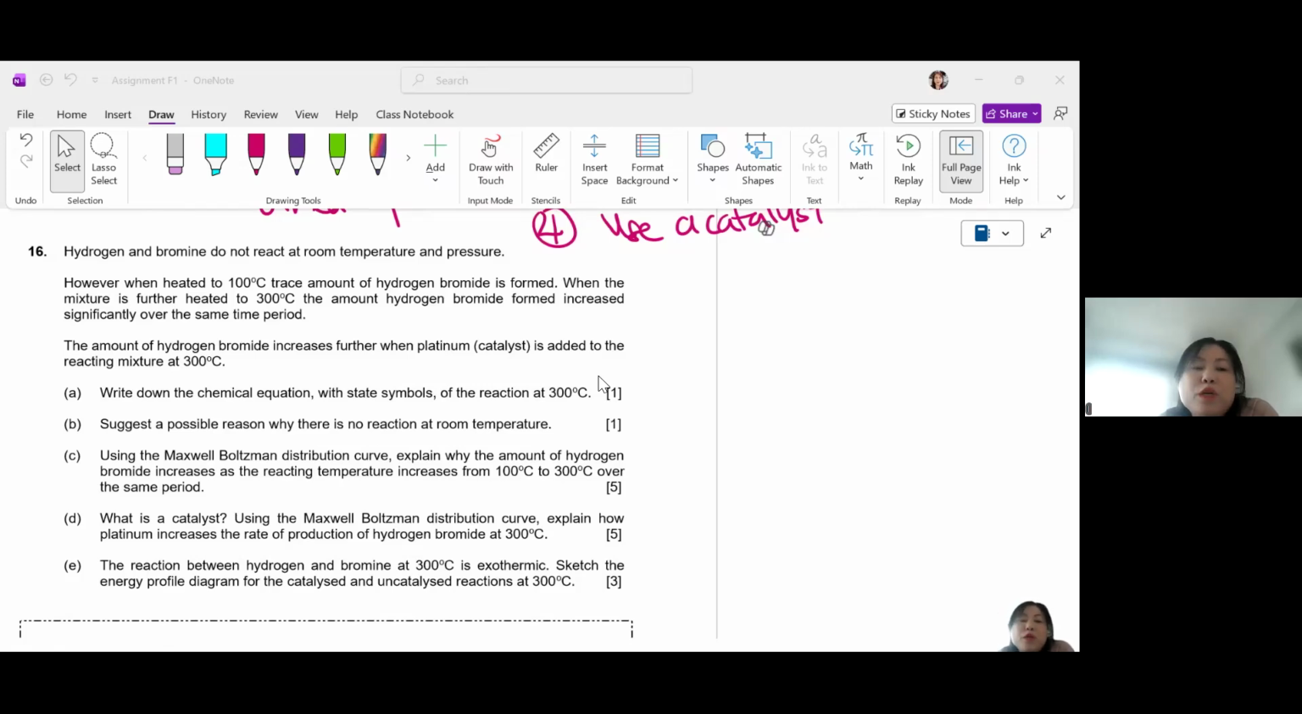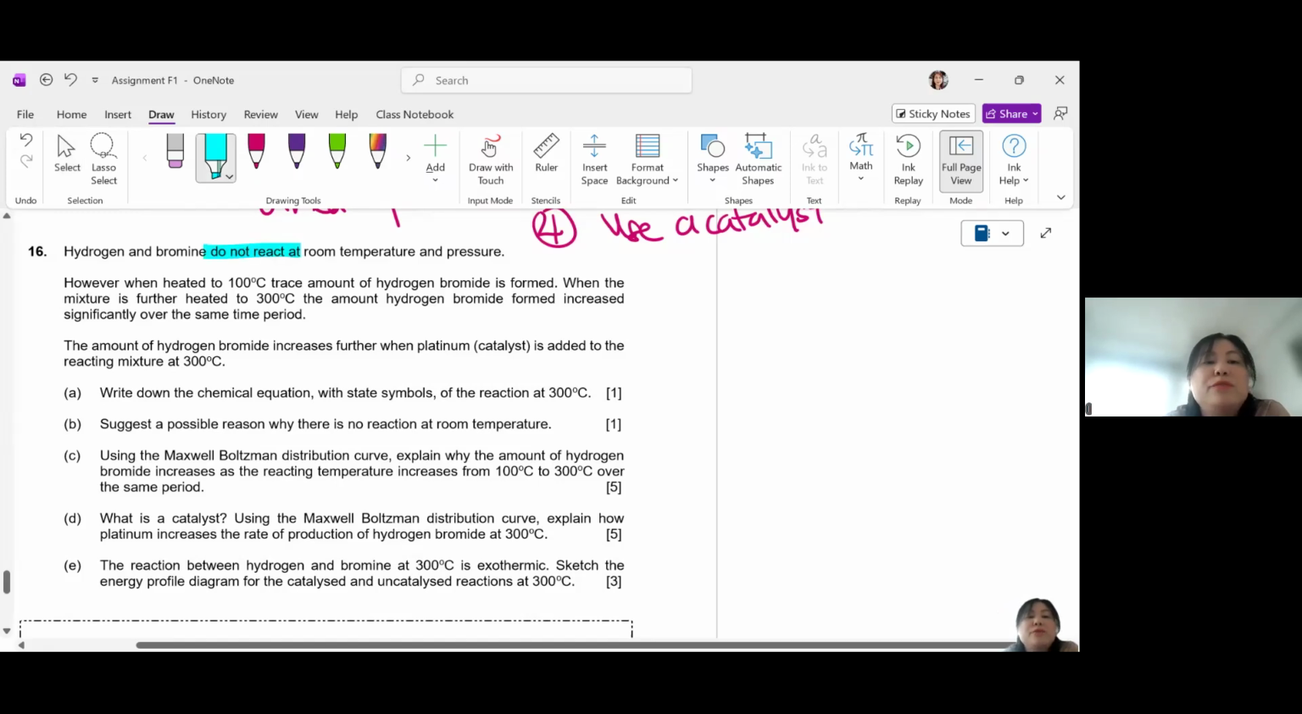All right, now we'll move on to the next question. For students who need to review question 16, we have hydrogen and bromide. They usually do not react at room temperature and pressure, so we are not seeing any reaction. However, when it's being heated up to 100 degrees Celsius, we find that there is some form of reaction because we are seeing some hydrogen bromide being formed.